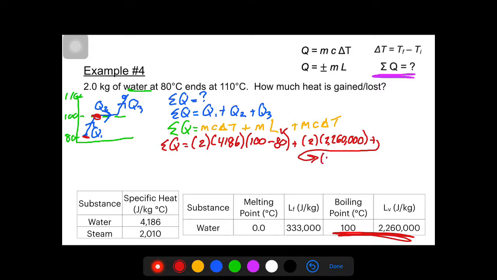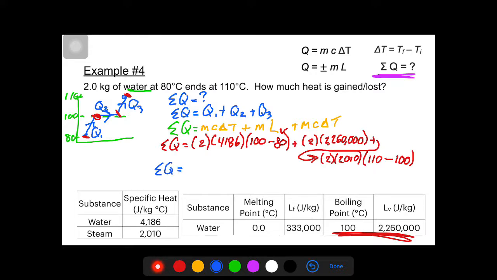And then for Q3 we can say it's 2 times, now we are no longer liquid water. Now we are in the steam phase, because between 100 and 110, it is no longer liquid water. We are now talking about steam. So we have to use the specific heat of steam, which is 2010, times my final temperature of Q3, which was 110, minus the temperature that Q3 started at, which was 100.